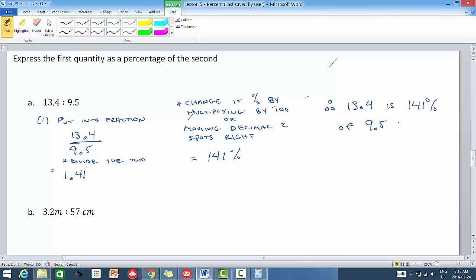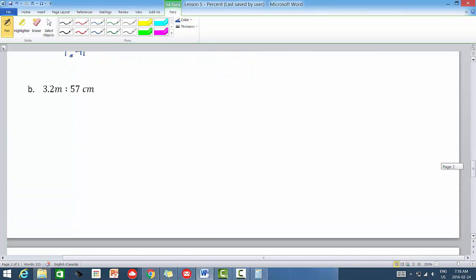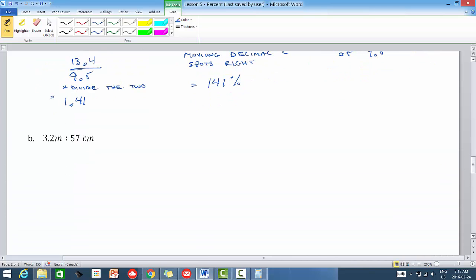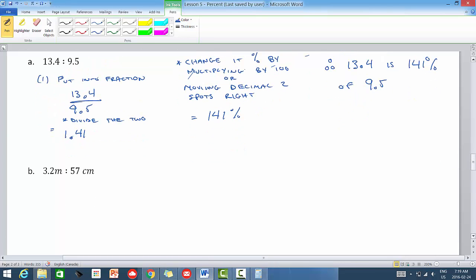Okay, we'll do one more. Or we have a couple more here actually. 3.2 meters to 57 centimeters. Notice that these values are different. So we're going to have to change one of them to the other unit. So 3.2 meters is the same as 320 centimeters. Okay, so just changing the units.